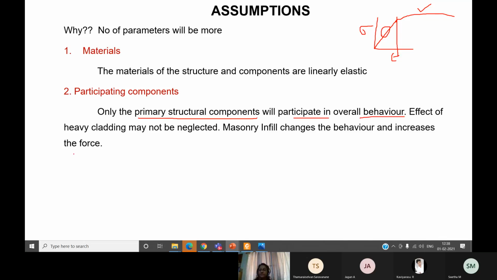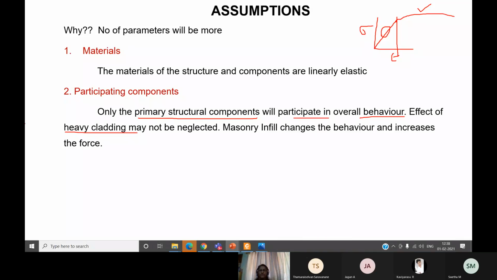But in some special cases, you cannot neglect some of the components. That means if there is a heavy cladding, you know what is cladding? The facade units, the outside you give for aesthetic purposes, so you provide some cladding units. If you provide a heavy cladding unit in the structure, the effect of that cannot be neglected. You have to take that into consideration.